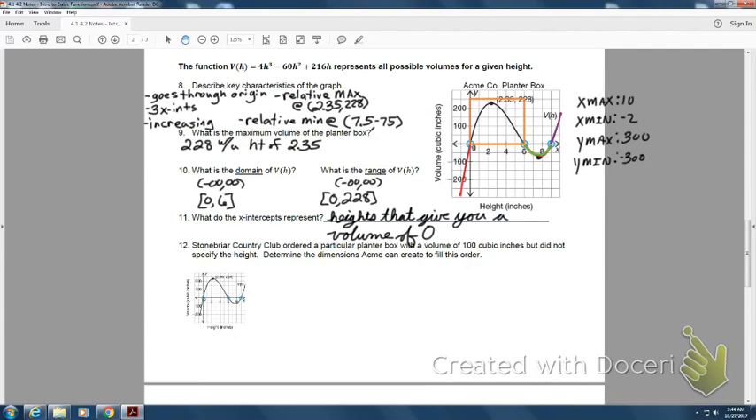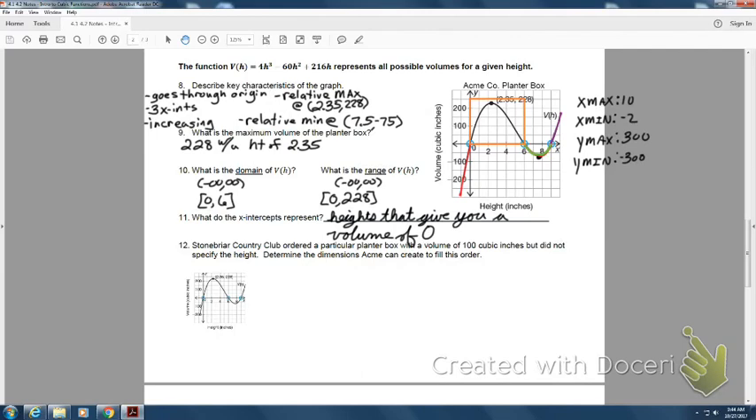Alright, so going down to this next problem where it talks about the Stonebriar Country Club. They ordered a particular planar box. They want it to have a volume of 100 cubic inches, but they did not specify the height. So that means that there might be a couple different dimensions that are going to fit this. It says determine the dimensions Acme can create to fill this order.